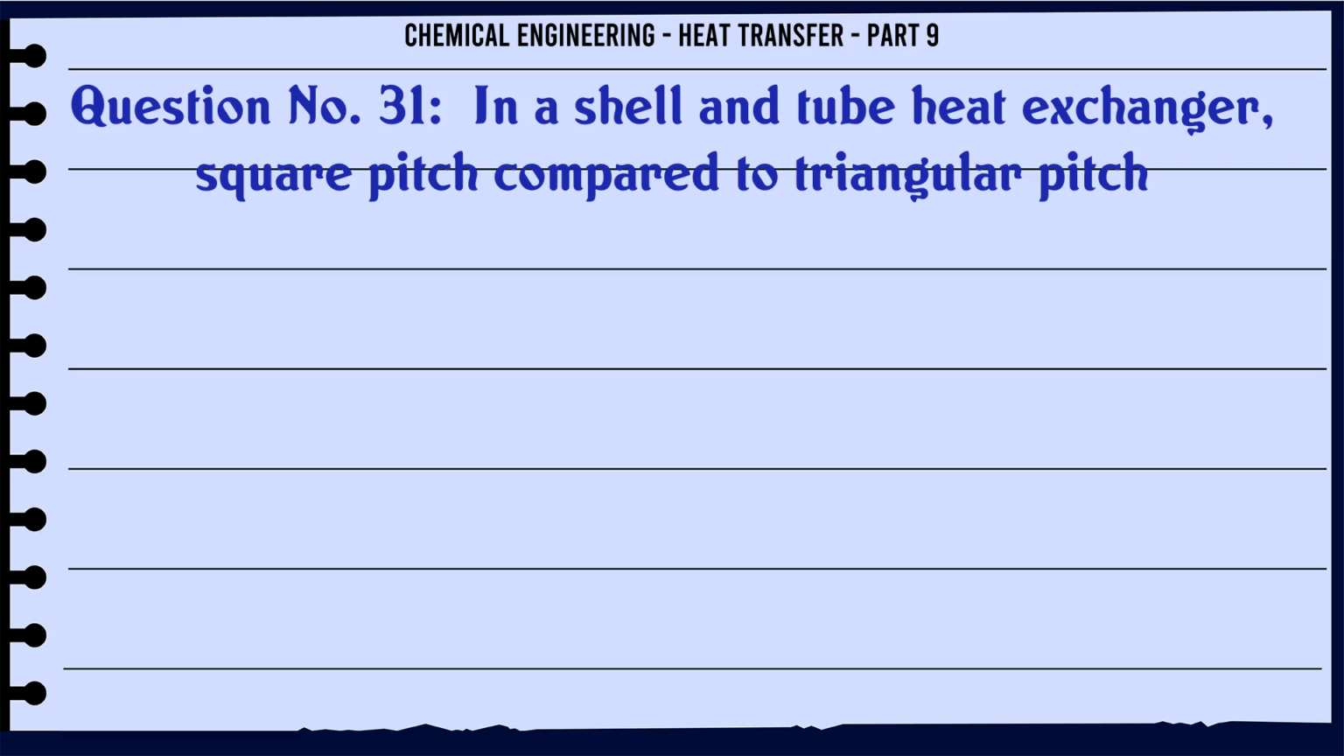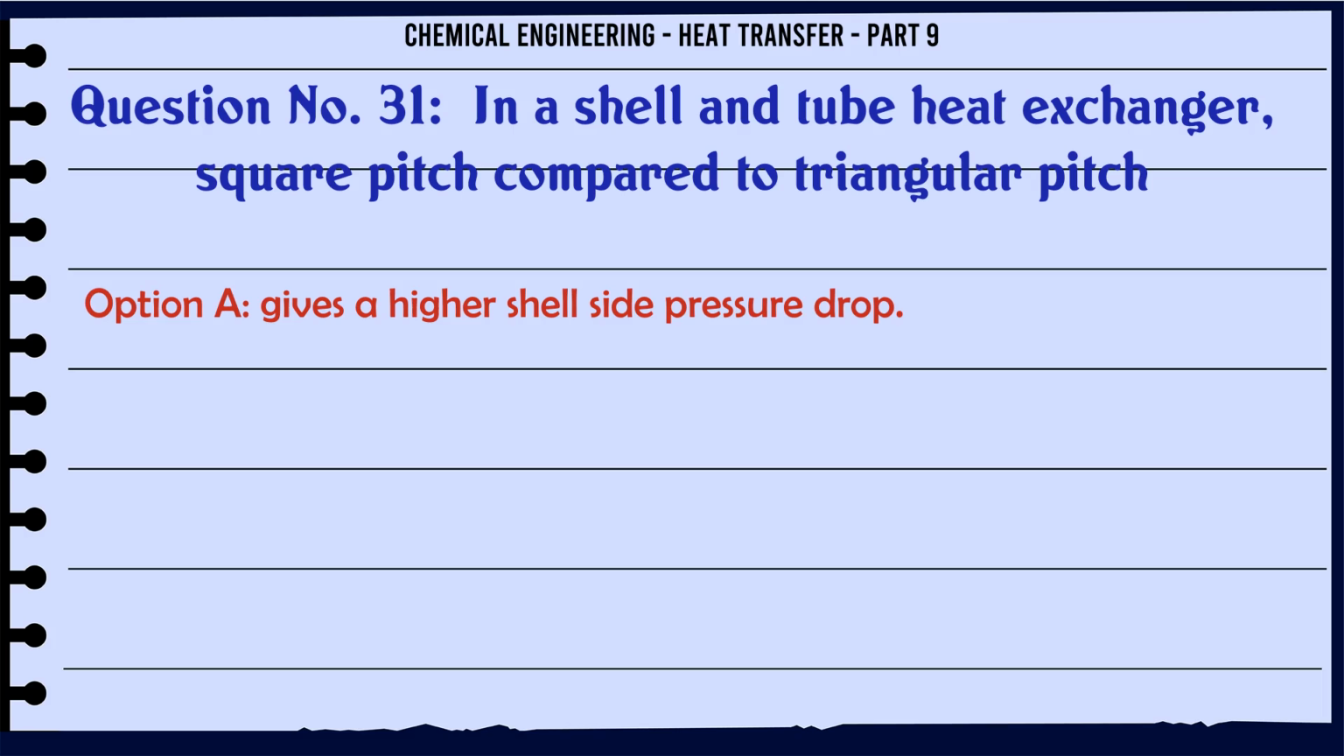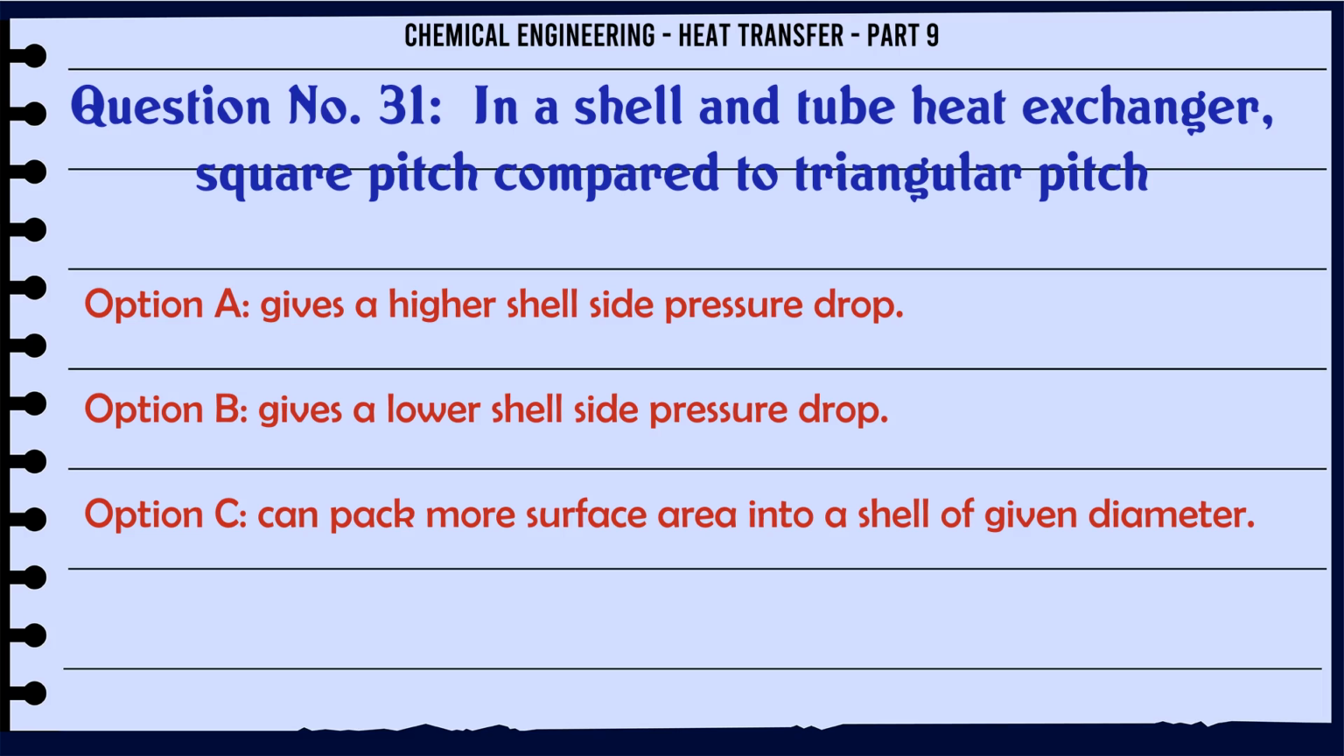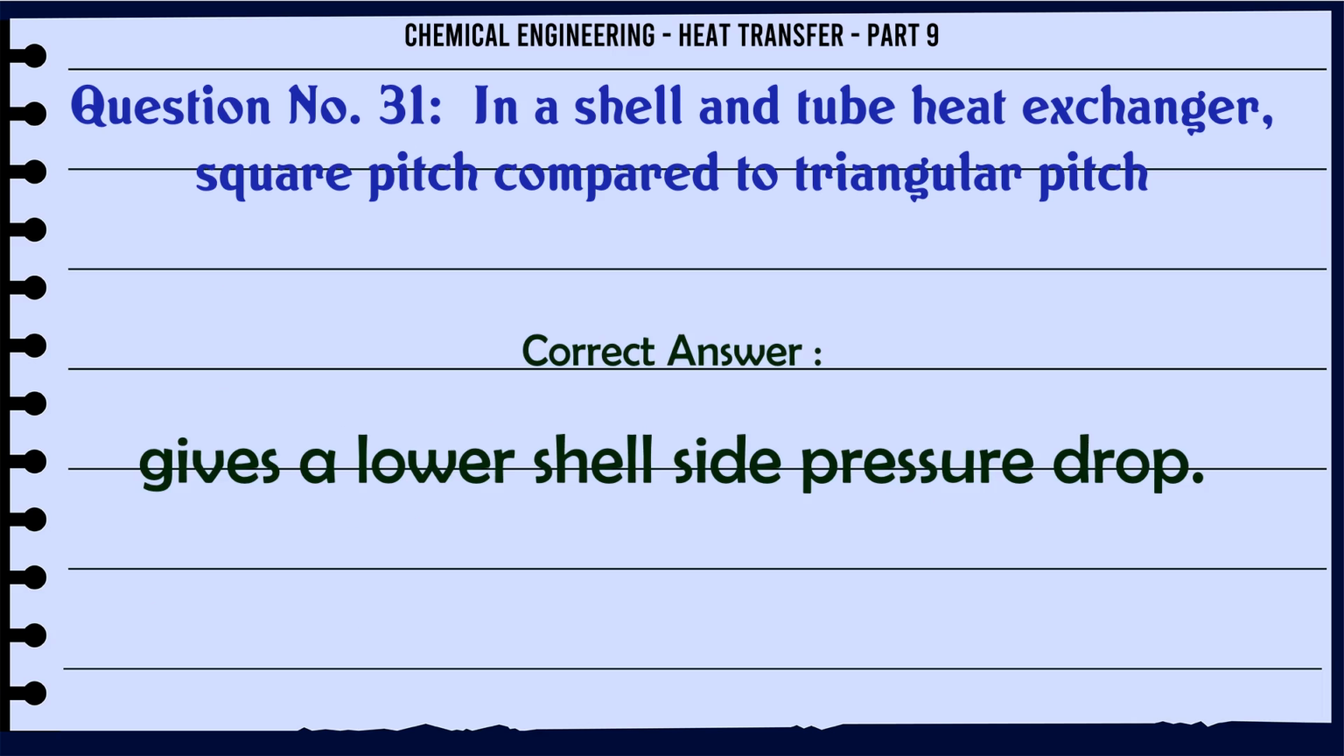In a shell and tube heat exchanger, square pitch compared to triangular pitch, A. gives a higher shell side pressure drop. B. gives a lower shell side pressure drop. C. can pack more surface area into a shell of given diameter. D. None of these. The correct answer is gives a lower shell side pressure drop.